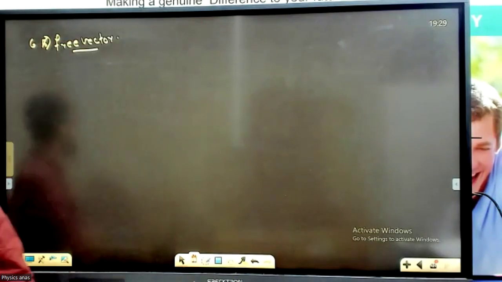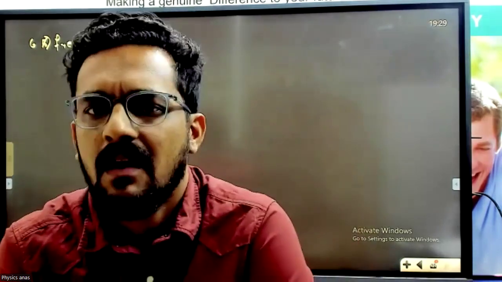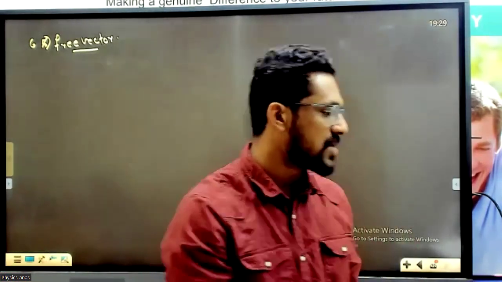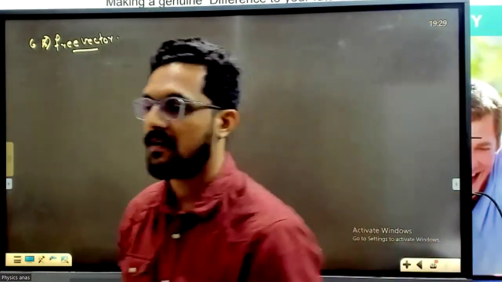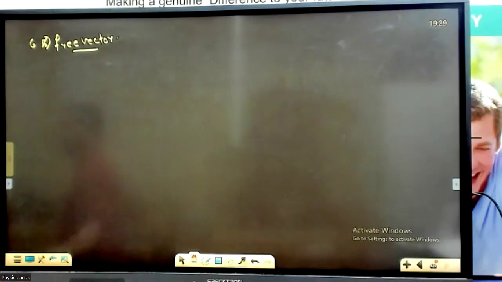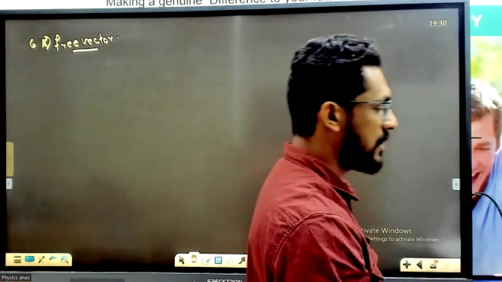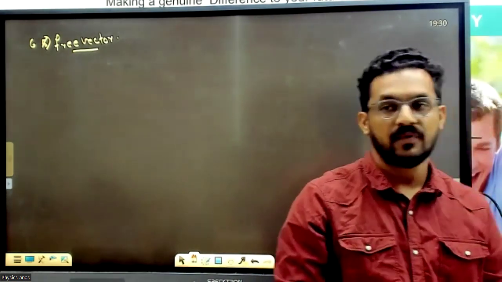Free vector. What will be a free vector? Initial point is not fixed. Then that's a free vector. Just write it: a vector whose initial point is not fixed. That will be a free vector.